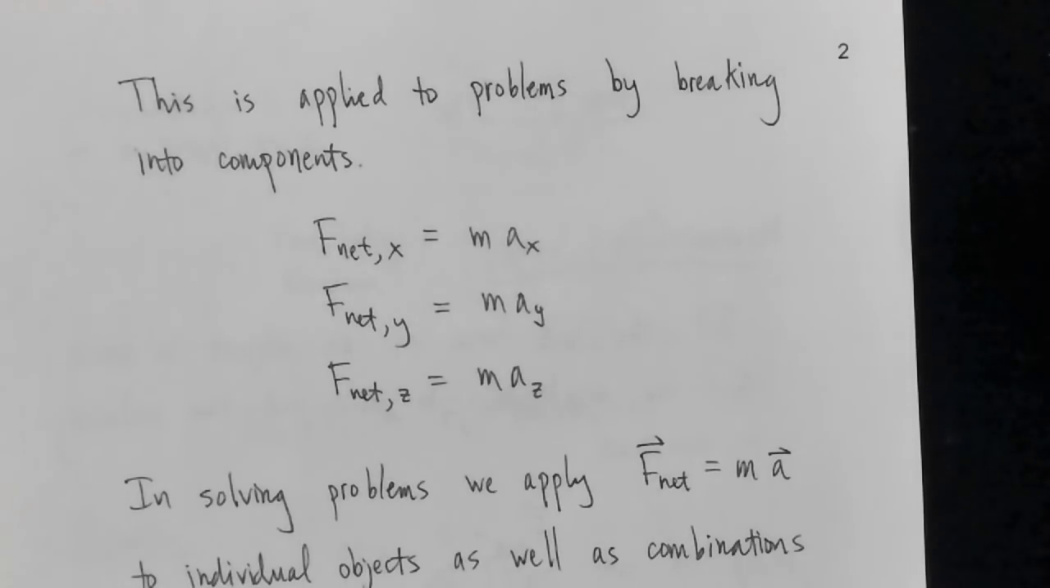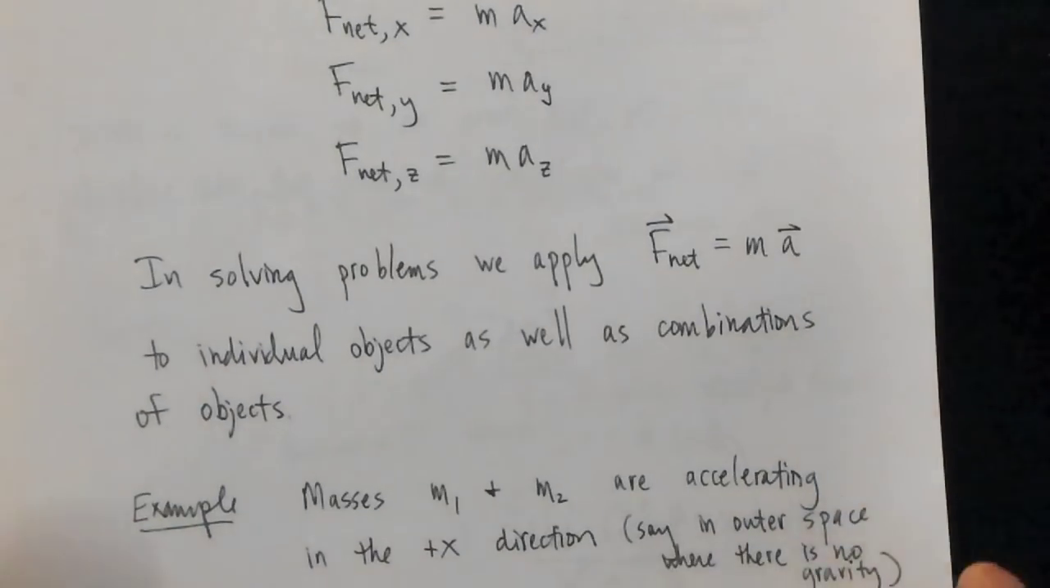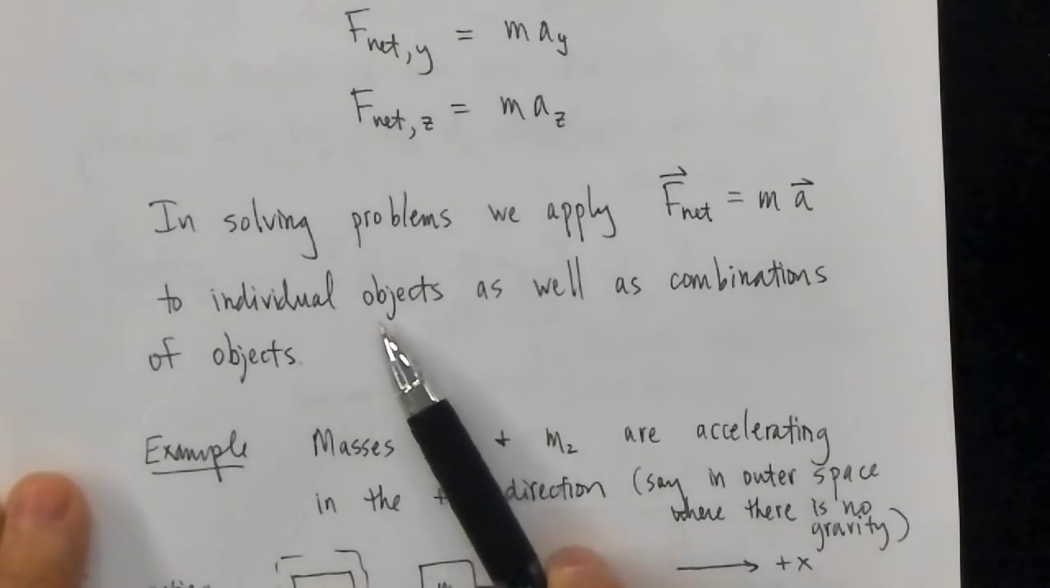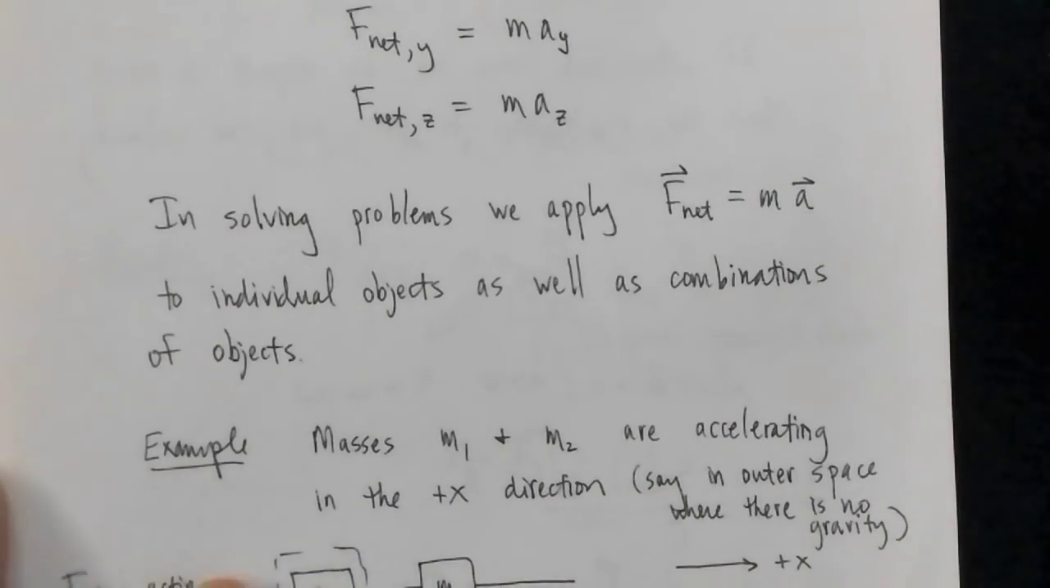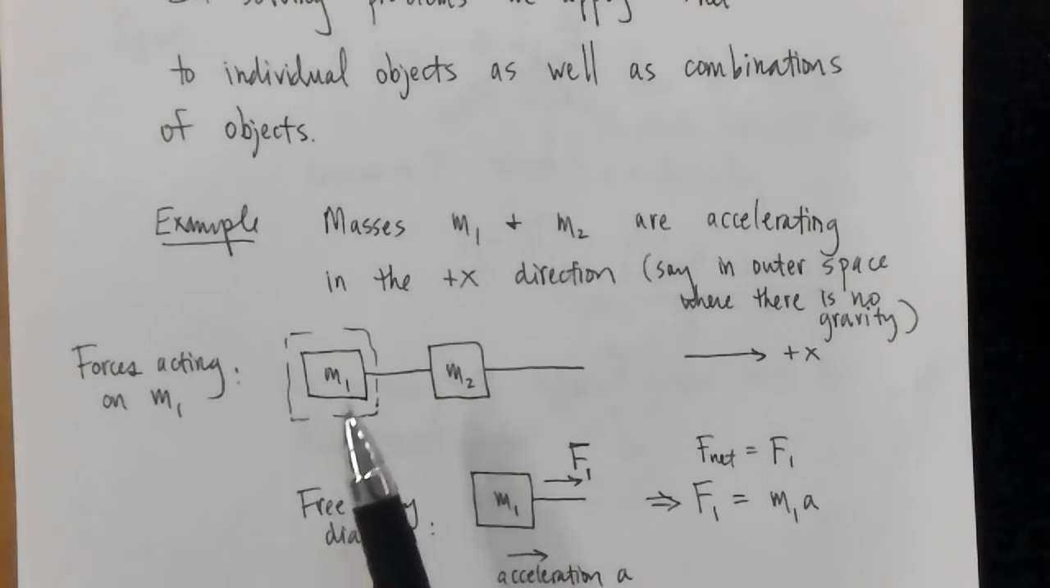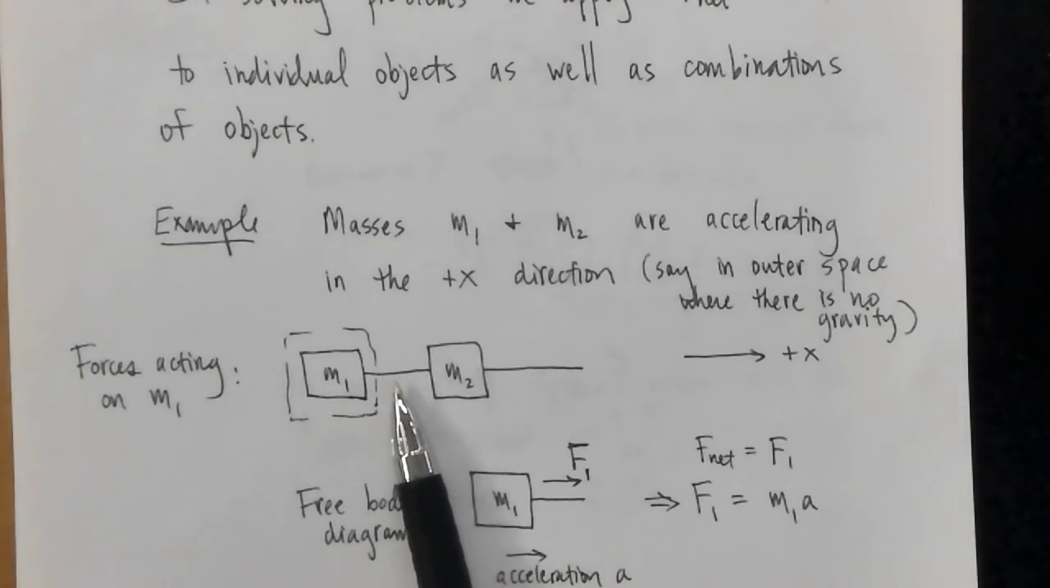All right. Now, in solving problems, we apply F net equals mass times acceleration to individual objects as well as combinations of objects. So consider, for example, the case where I have 2 masses on a string. You can also consider the case where I have 2 masses that are being pushed on one end. That's another type of situation.